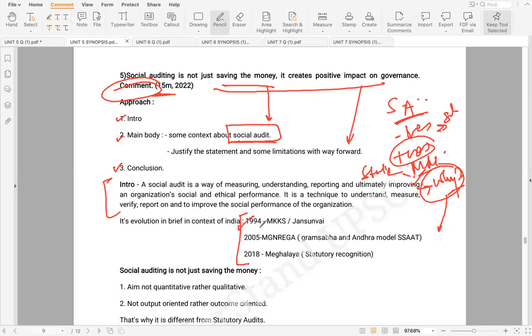1994, you have the Madhun Kishar, and then there's Jan Sunwai, 2005 Maganrega. You have Gram Sabha, Andhra model of SSAT. Meghalaya was given statutory recognition in terms of social audit in 2018. So, Navdeep, we were talking about legal accountability, right? So, in Meghalaya, that legal accountability is now there because of the statutory recognition given to social audit mechanisms.